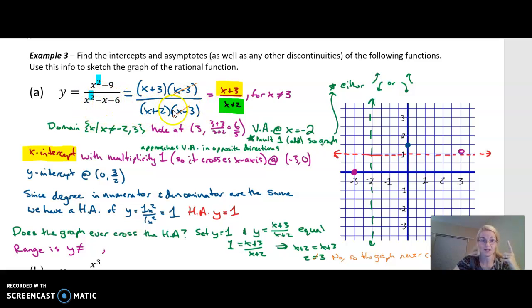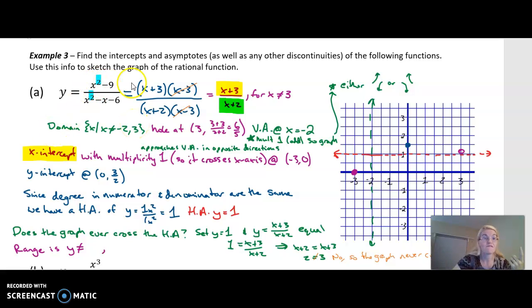We factor the denominator. When I factored the denominator, I had x minus 2 times x minus 3. So my domain restrictions are at negative 2 and positive 3. So step 1 done. Domain check. Now, do I have two vertical asymptotes? Do I have two holes? Do I have one of each?